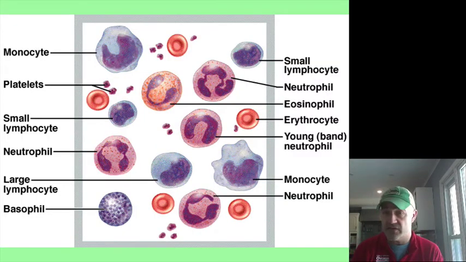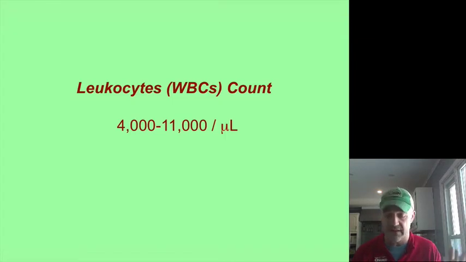So this is showing you all the different ones that are on there. What we're going to do is work through these one by one. There's, again, per microliter, 5 to 10, 4 to 11,000, again, depending on which textbook you look at, but somewhere around there.